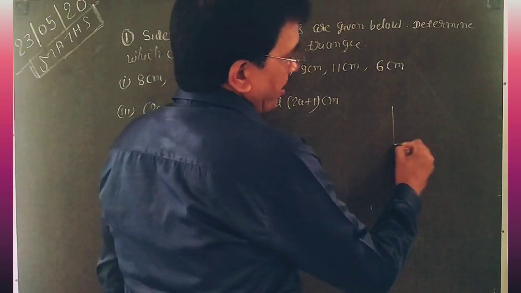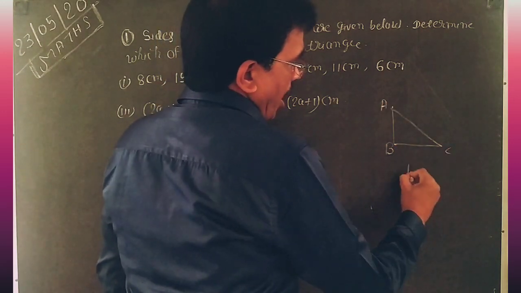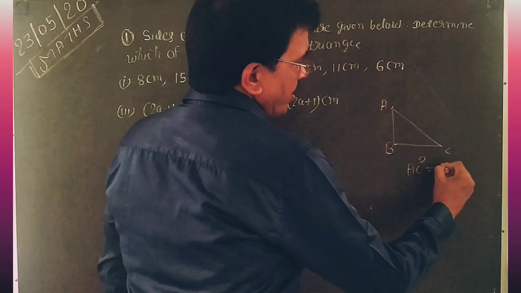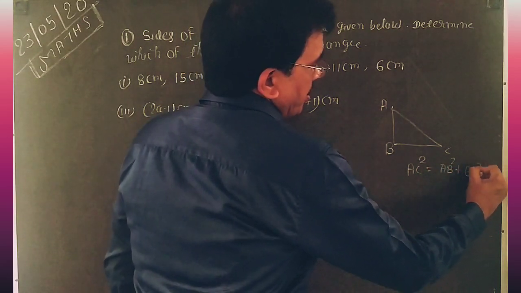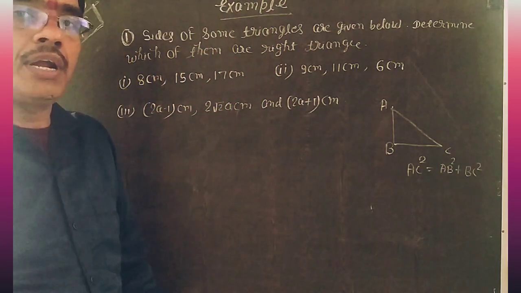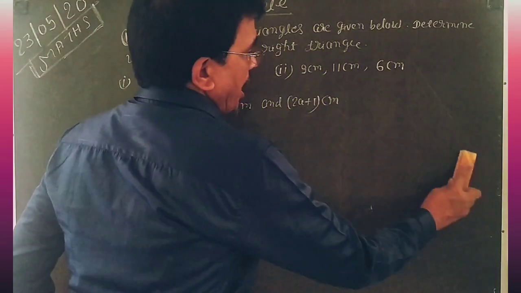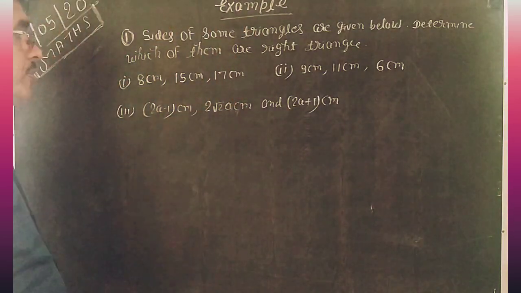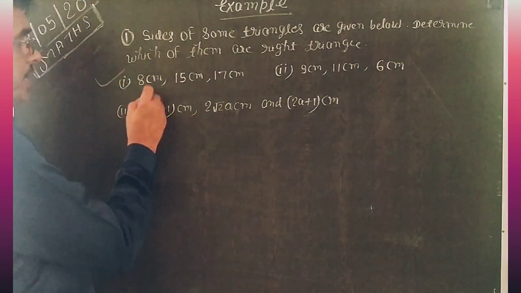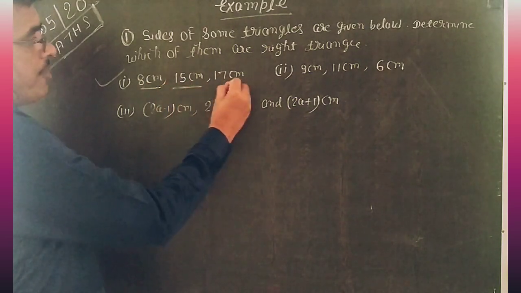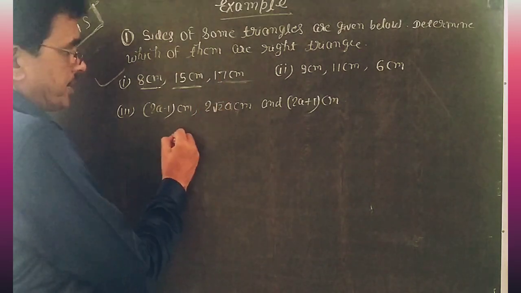According to the Pythagoras theorem, the square of the hypotenuse is equal to the sum of the squares of the other two sides. But the hypotenuse is the longest side. So the longest side is the hypotenuse and the remaining two are perpendicular or base. The first question is given 8 cm, 15 cm and 17 cm. Then it is clear 17 is the hypotenuse.